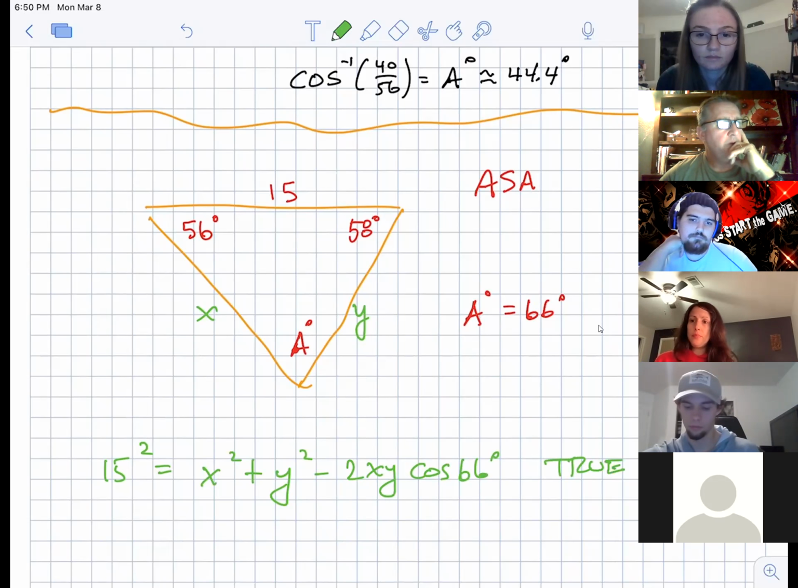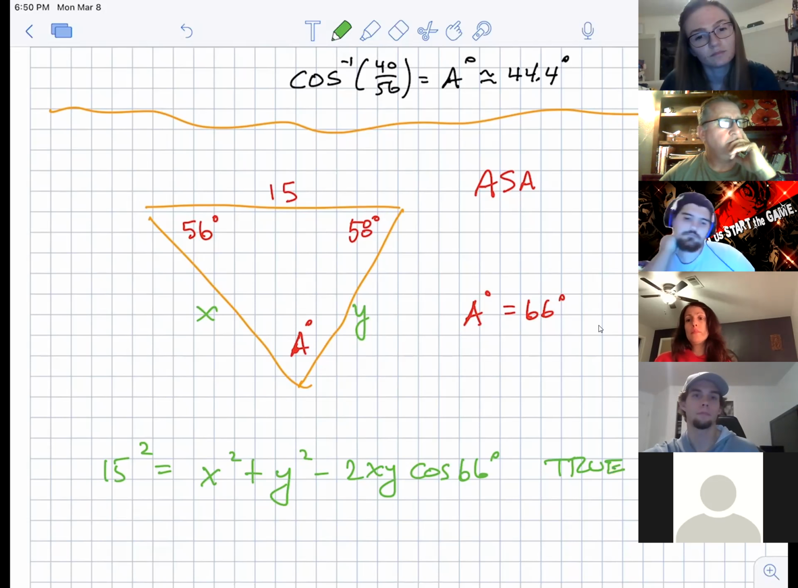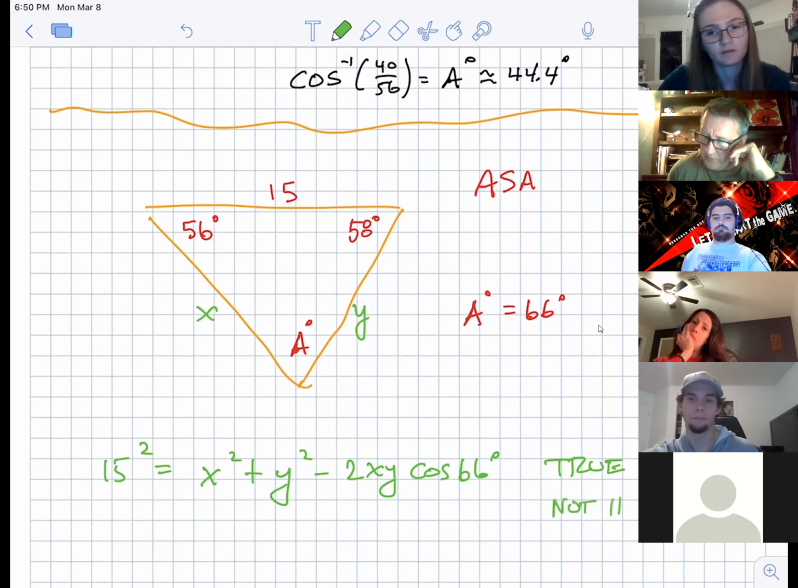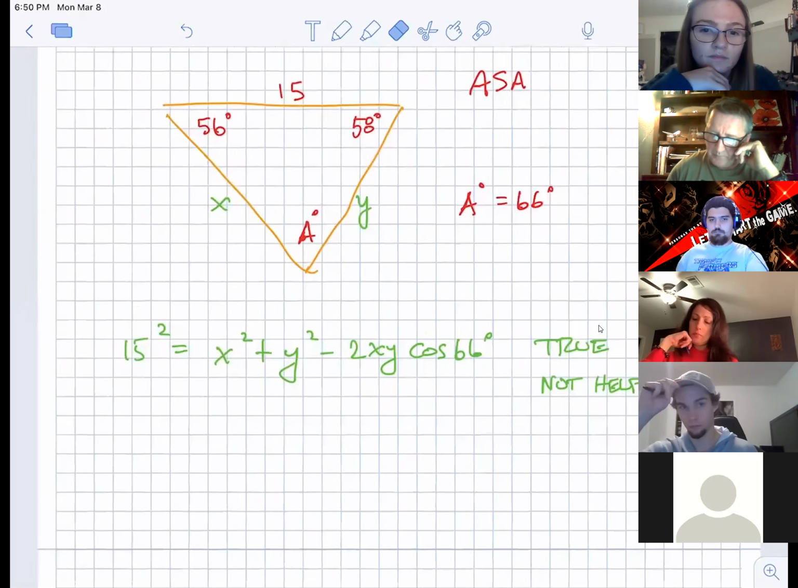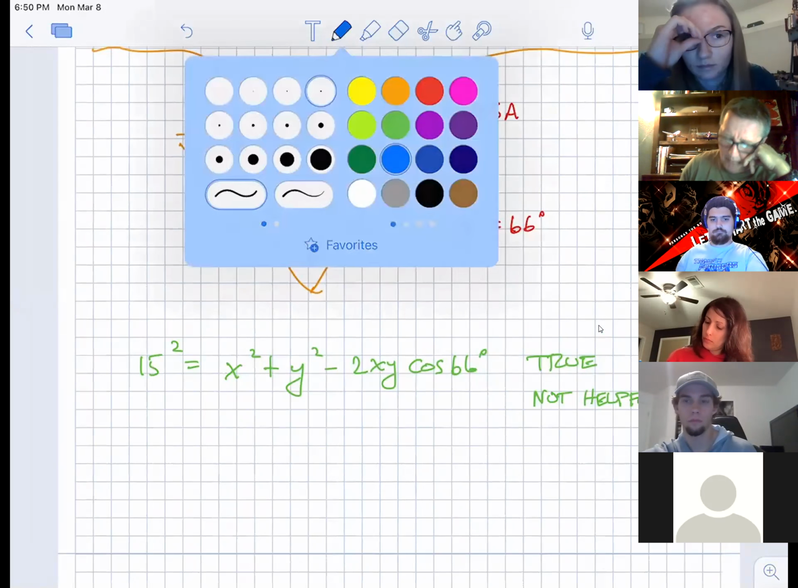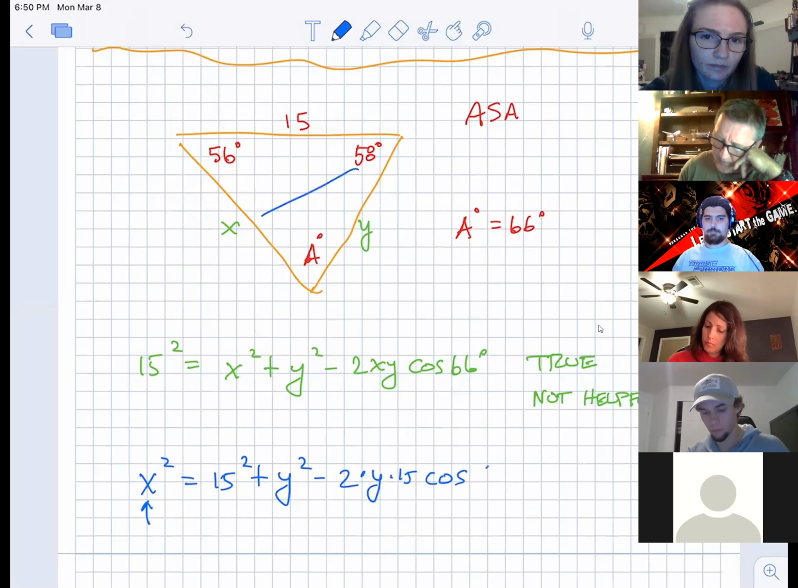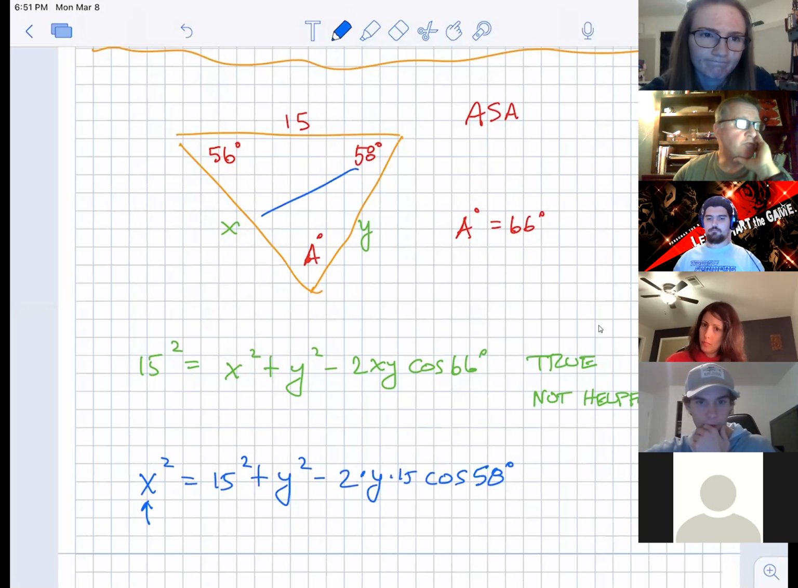So does that mean we're hosed? Can't do it. Would you not be able to write it with X being by itself? We'd still have y on the right side, so we'd still have both x and y in the equation. Yeah, that's right. Let's take just a second to do that. So if you put x by itself, that equals 15 squared plus y squared minus 2 times y times 15 times the cosine of what angle? 58. X is by itself, 58. Still not helpful because there's still an x and a y. They're in different locations, but they're still there. So also true, but not helpful.